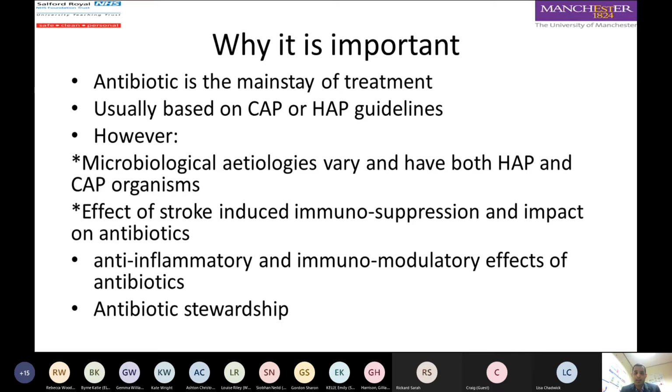You also have to remember that there's a transient peripheral immunosuppression with stroke, and there's an impact of this immunosuppression on infection and on antibiotic use. You have to remember that some of the antibiotics also have anti-inflammatory and immunomodulatory effects. And there's also the importance of antibiotic stewardship, which refers to appropriate use of antibiotics. Perhaps along with VTE prophylaxis, antibiotics are the most scrutinized part of my ward round anyway.